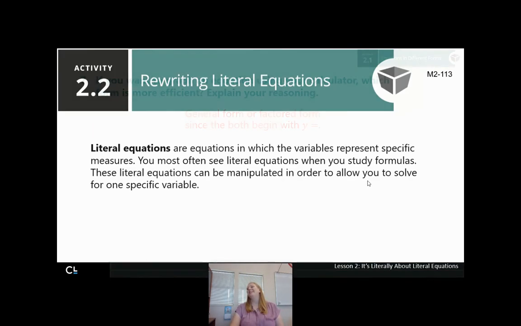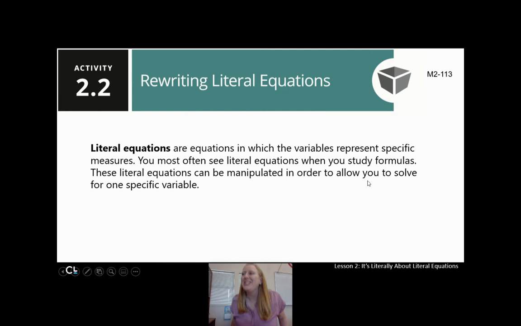So moving on, let's talk more about these literal equations. We're on activity 2.2 on page 113. Literal equations are equations in which the variables represent specific measures. It's not just a variable to be a variable. It represents some specific measurement in real life. That's why they're literal equations. It's literally real life here, people, real life.